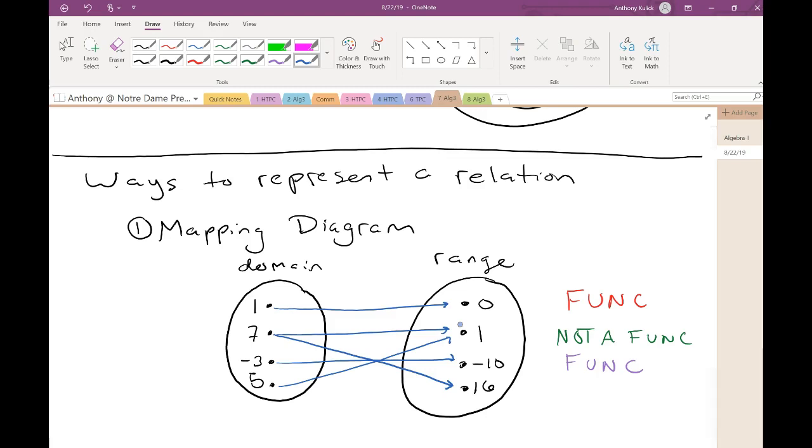So let's look at this one. Does this represent a function? Okay, good. No, why not? Perfect, because the 7 is going to two different places. This is not a function. And I think that covers all the different ways that this could kind of look. Everybody okay with that? All right.